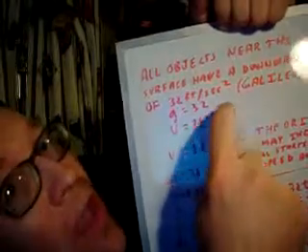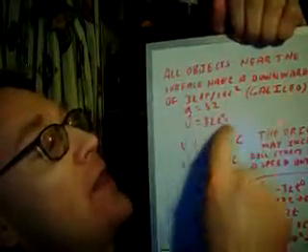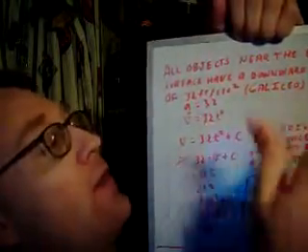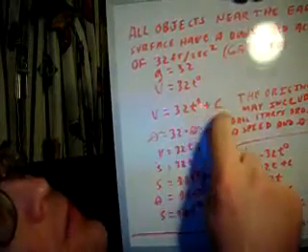Now, what we're going to do is add 1 to this 0, and 0 plus 1 is 1, and then we're going to divide this 32t over here by 1. Well, if you divide 32 by 1, what do you get? You get 32. Alright, so velocity equals 32 t to the 1 plus c.